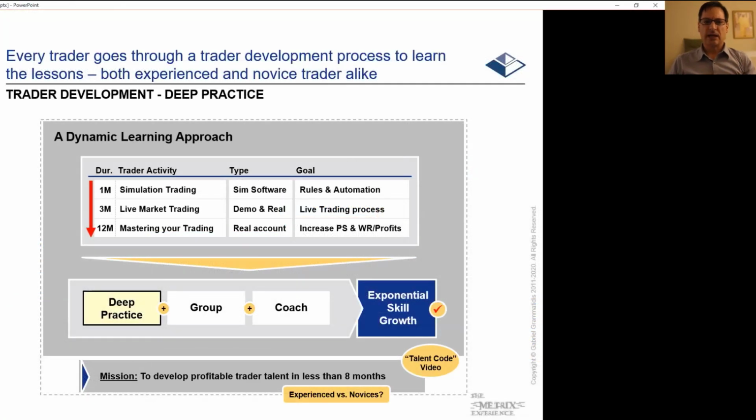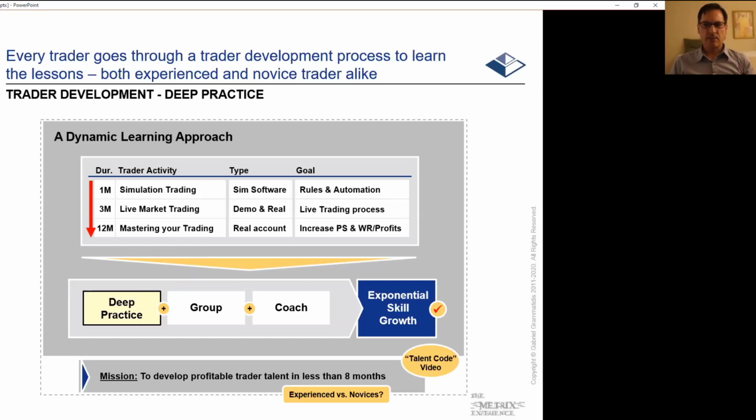So trading is a dynamic process, right? It's basically solving a multi-dimensional puzzle. Now, as trading is a dynamic approach, you need to apply a dynamic approach to learning as well. You cannot follow the linear approach, which is the kind of approach you're used to from school. It would take too long. And you can call this process deep practice or deliberate practice.